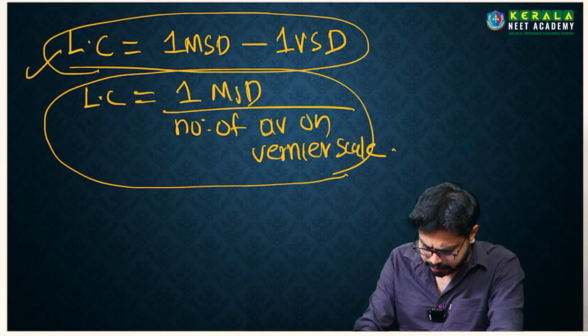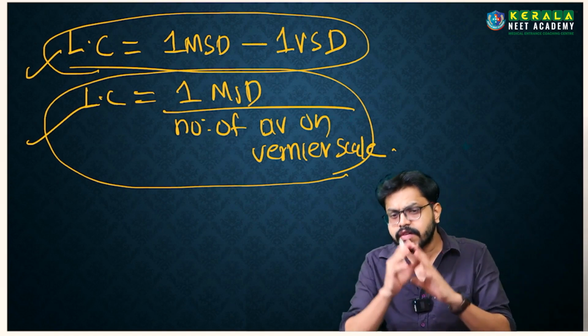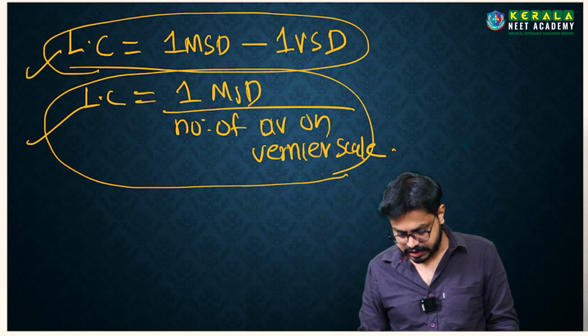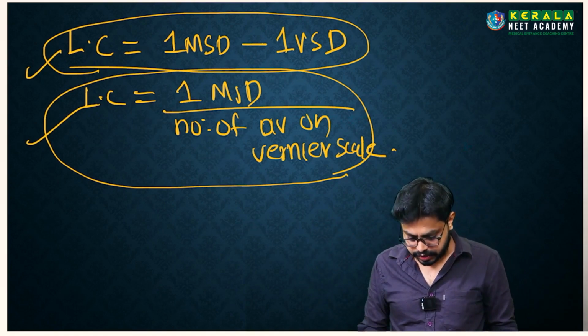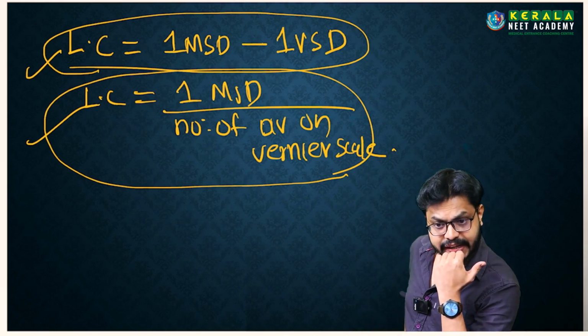Very simple equation. So, least count is our first find: 1 MSD minus 1 VSD, or 1 MSD by the number of divisions on the vernier scale. Clear? Okay. But now, how do we find the least count? Now, we have a question.